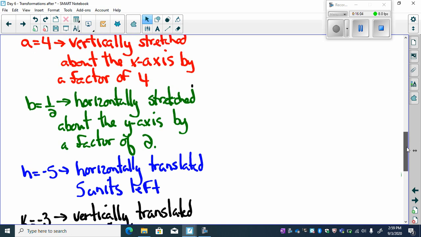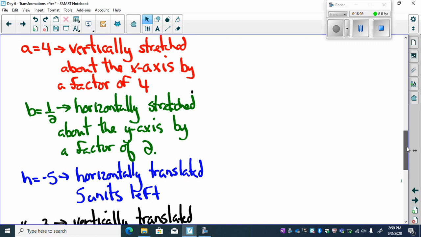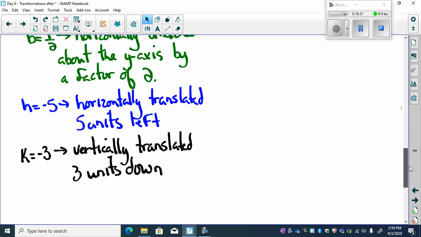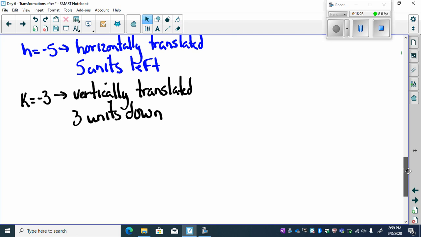A is 4, vertically stretched about the x-axis by a factor of 4. My B value is 1/2, horizontally stretched about the y-axis by a factor of 2. H is -5, that's translated 5 units left. And K is -3, that's translated 3 units down.